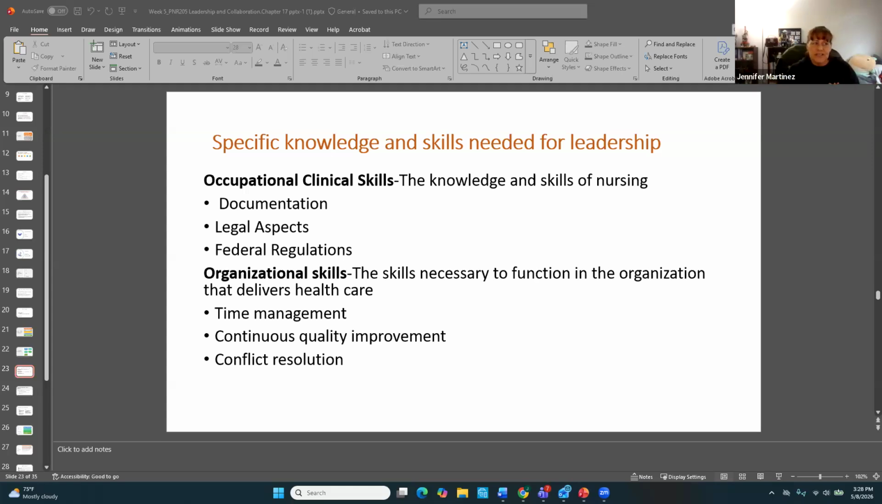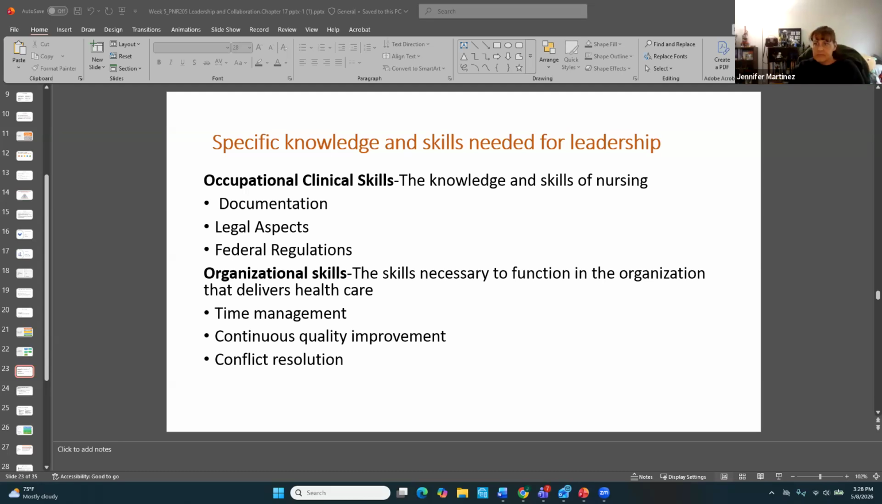You also need to have those organizational skills. We talked about time management and conflict resolution. We also have something called continuous quality improvement, or CQI. CQI is a really important part of healthcare. You may be invited to take part in one of the CQI meetings or be on a CQI committee, but it looks at issues and concerns, things that have already happened.